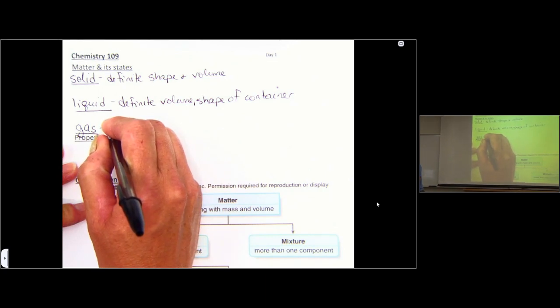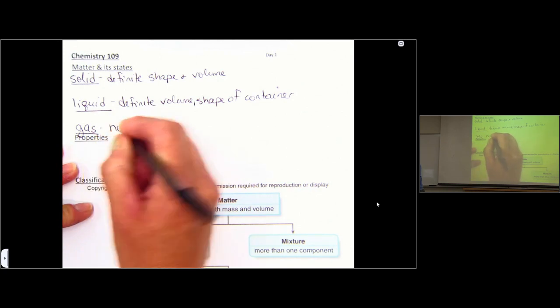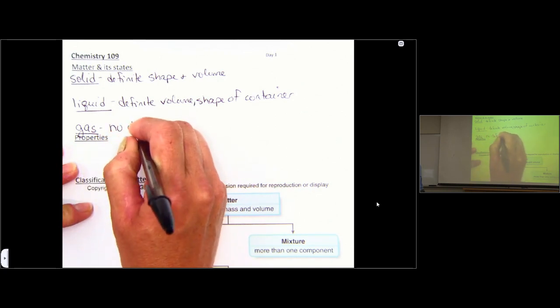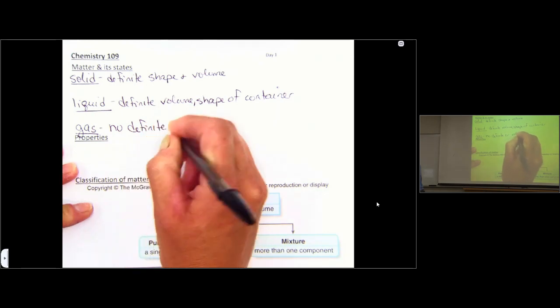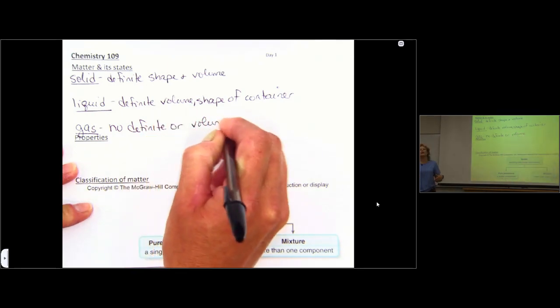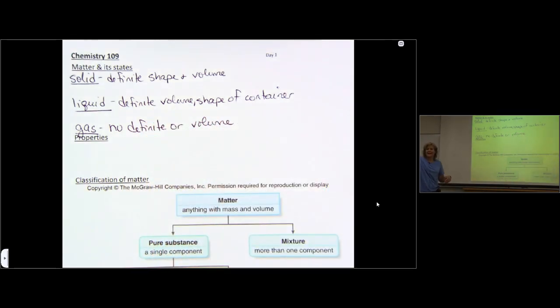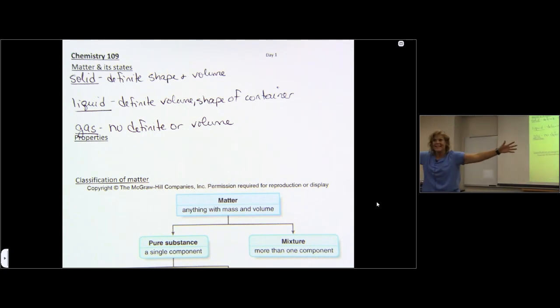So meaning it has no what? It has no definite shape or volume. That's why if I let a really good one up here, you guys in the back are going to smell it. Why? Because I'm letting it out here. And what's it doing? Taking on the shape of the container.